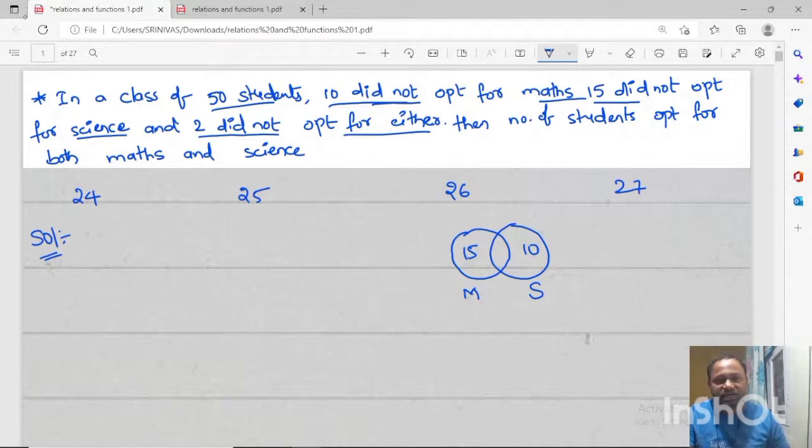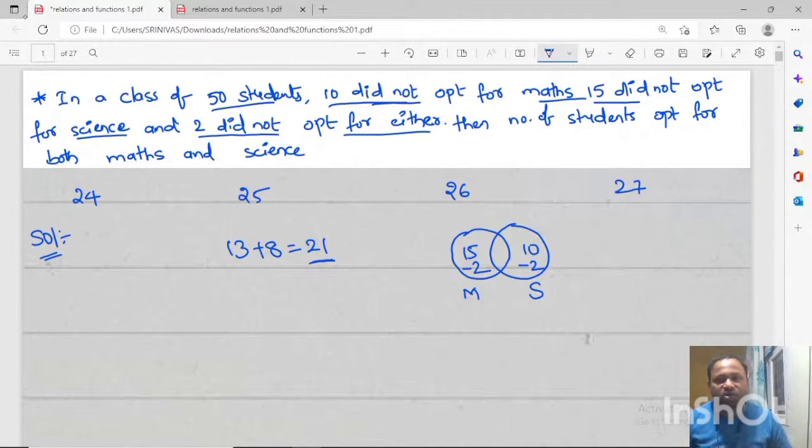See, two did not opt for either means I will remove 2 from this, I will remove 2 from this. Okay, right. So, orally what we get? 15 minus 2 is nothing but 13, as well as 10 minus 2 is nothing but 8. Okay, so 21 persons do not opt for mathematics as well as science.